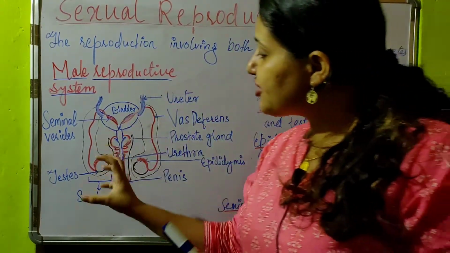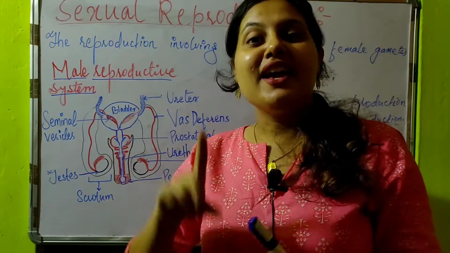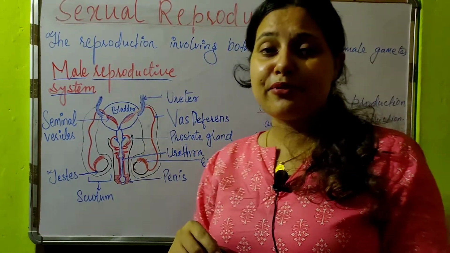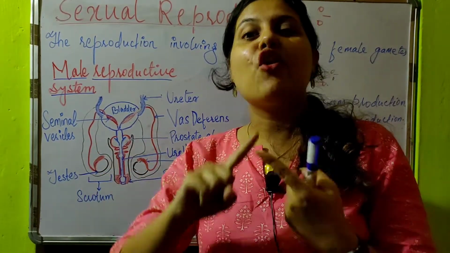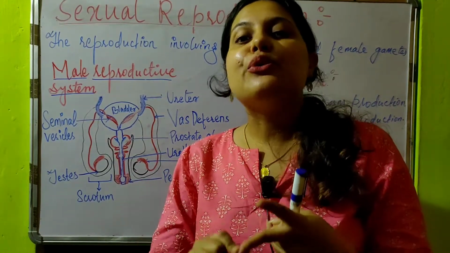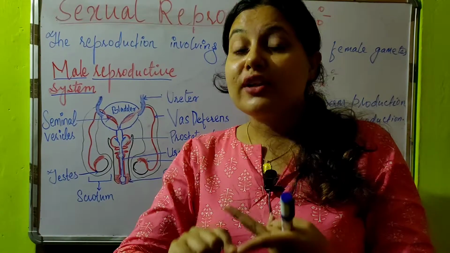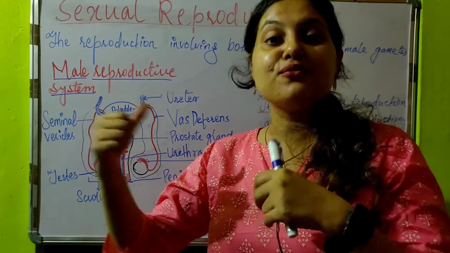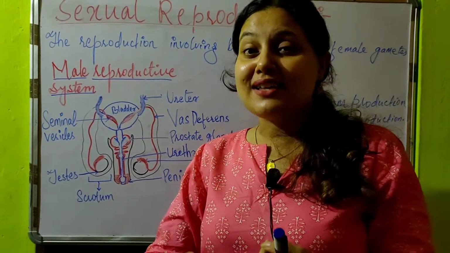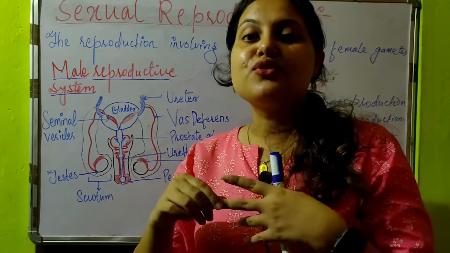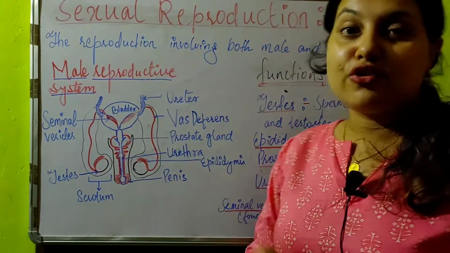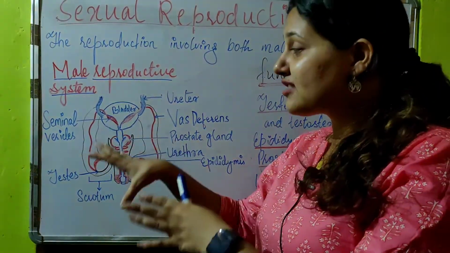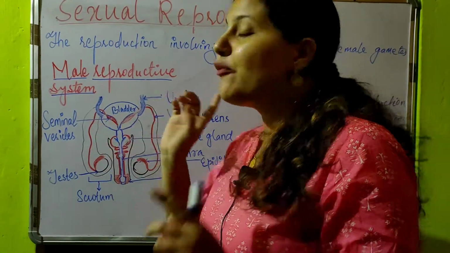And the function of the testis is again regulated by the master gland, the pituitary gland. The pituitary gland produces two hormones, the follicle stimulating hormone and the luteinizing hormone. The follicle stimulating hormone triggers the testis to produce sperm, and the luteinizing hormone triggers the testis to produce the testosterone hormone. Now after the sperm has been produced and matured, it moves into the vas deferens.